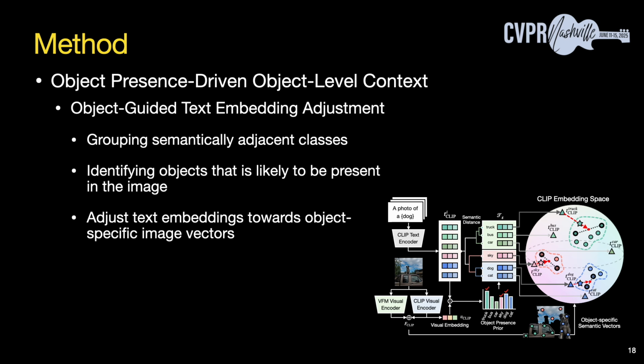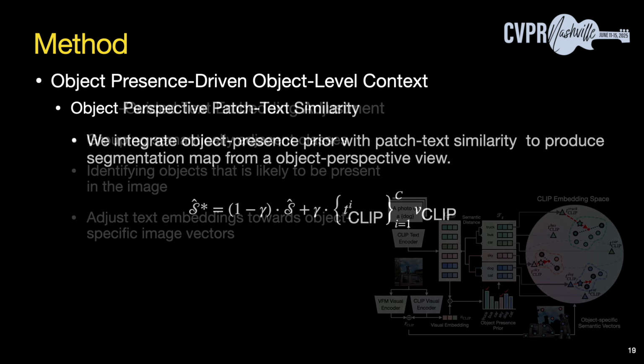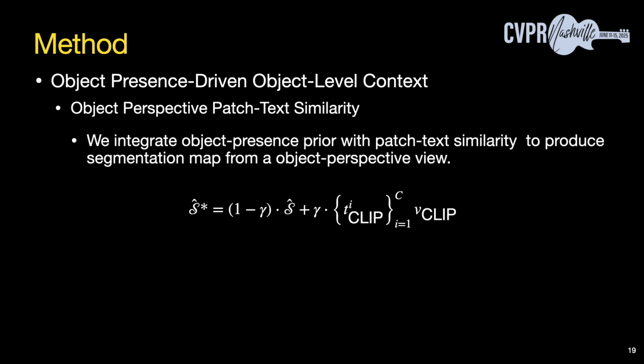We adjust each selected text embedding towards the average vector of the most semantically similar object-specific vectors, ensuring the embeddings accurately represent object semantics. Finally, we integrate the object presence prior with patch text similarity to generate an object-centric segmentation map. This approach combines class probabilities from patch text similarity with the prior, improving predictions for objects present in the image and enabling better object grouping.